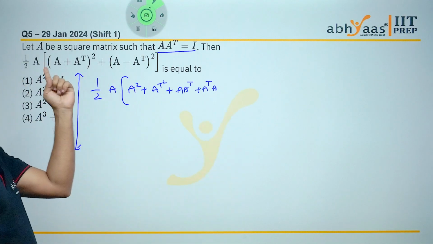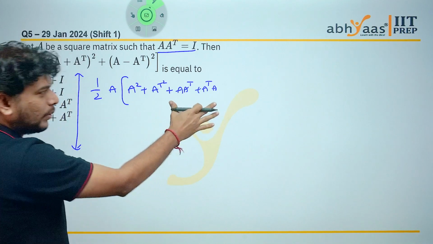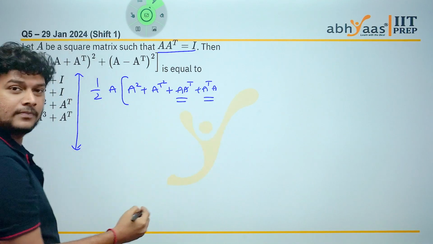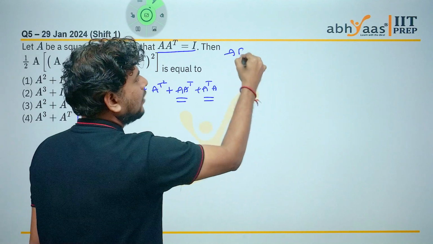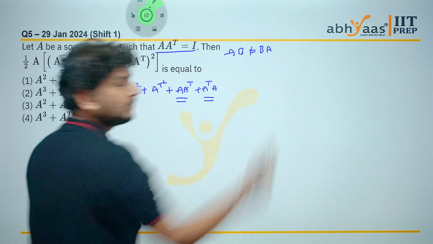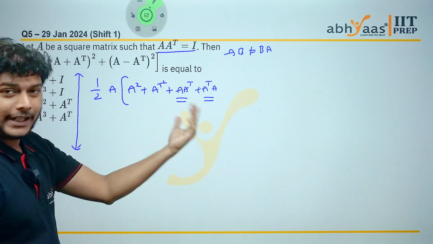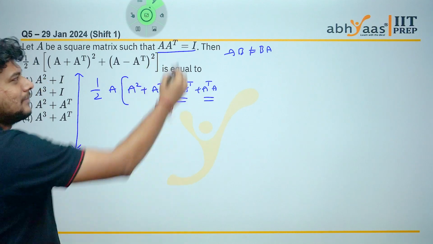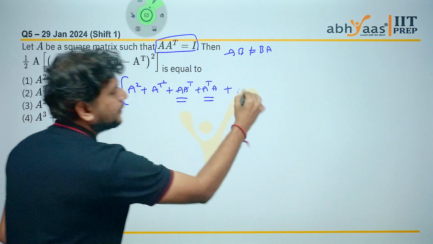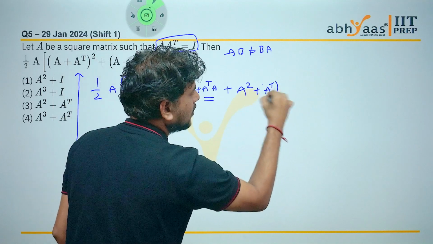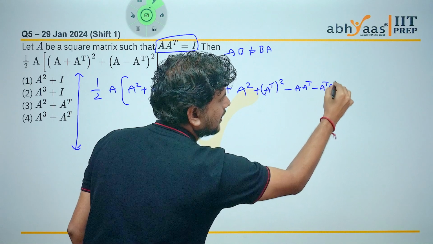Actually, we have a direct formula: (A plus B) whole square plus (A minus B) whole square equals 2 into (A square plus B square). But I wanted to explain about this. In matrices, we are multiplying two different matrices. We know AB not equal to BA. So we can't write this as 2 into A, 2A transpose, but here it is given like that. So let's leave it. And this will be A square plus A transpose whole square minus A into A transpose minus A transpose into A.